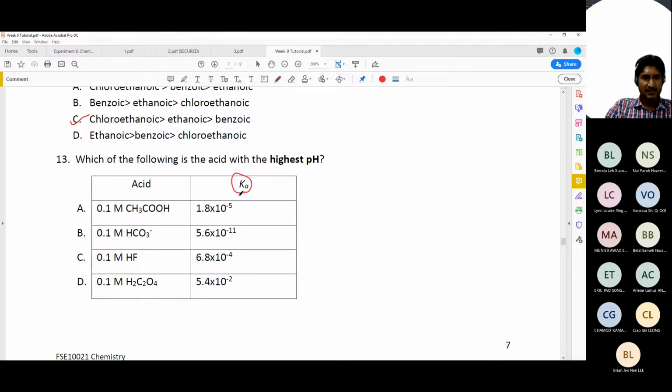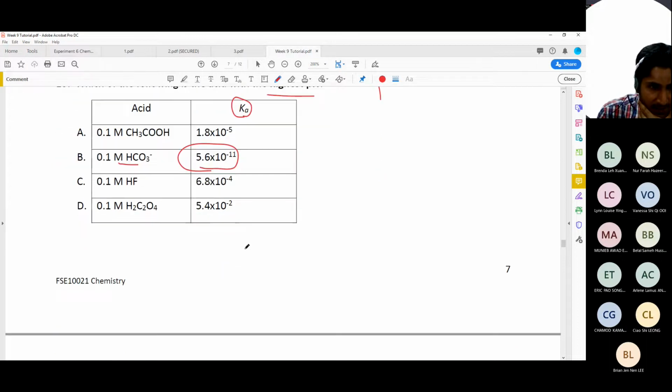So in this case, the highest pH means the pH is going up, more than 7. So I have to choose the weakest acid here. Among them, bicarbonate ion, 10 power negative 11, is the highest value. So it's the weakest acid.